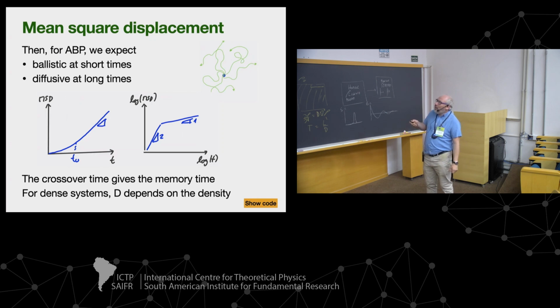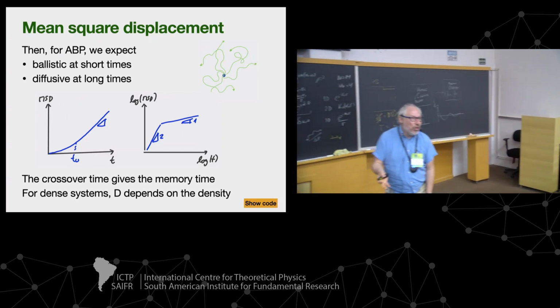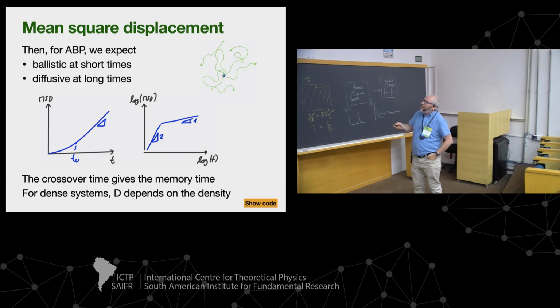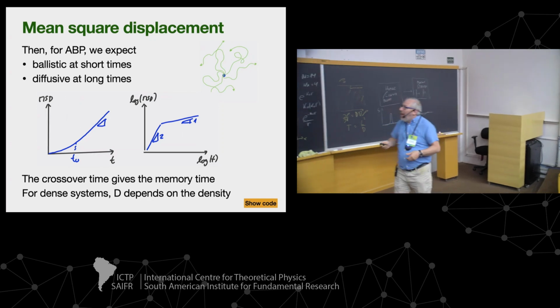Okay, so if you get that, no surprise, this is AVPs. This is what you put on your system, that they are ballistic, and then they are changing direction. There is a crossover time, when you change regimes and move to diffusive, and this is the persistence time, because it's the time before the director changes.